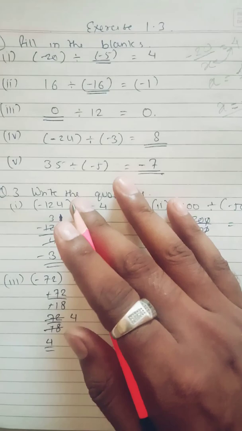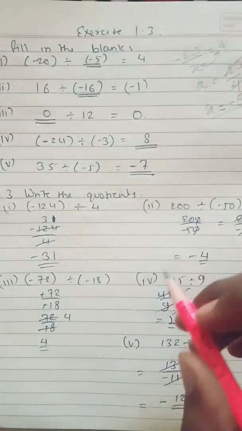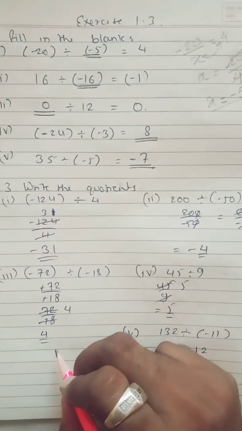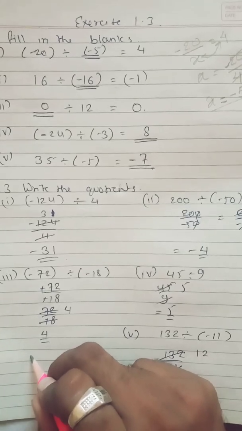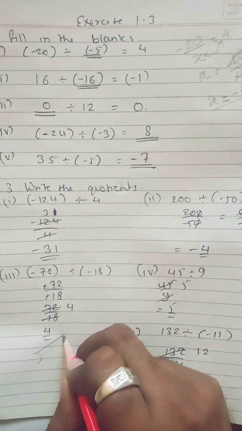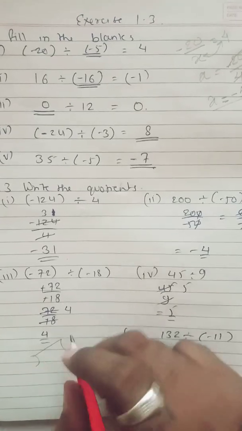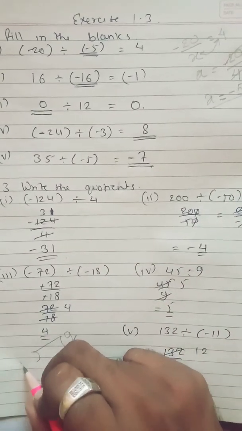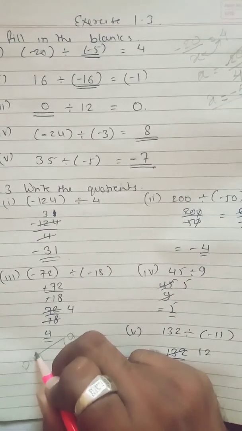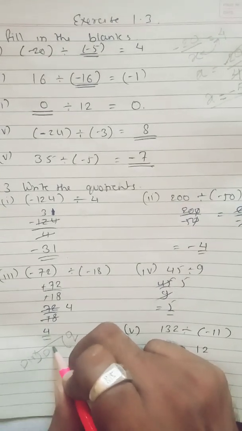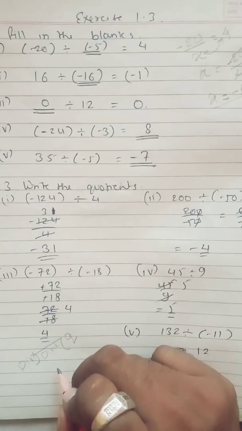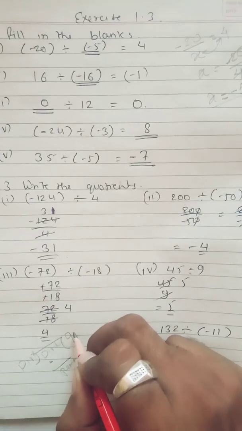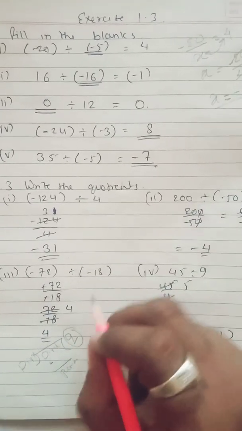Before finding this quotient, you have to know what the quotient is. I have clearly shown that you know this method. This is the division method. Here comes the quotient, here comes the divisor, here comes the dividend. Now at the last you get the remainder. So what is the quotient? You have to find it.